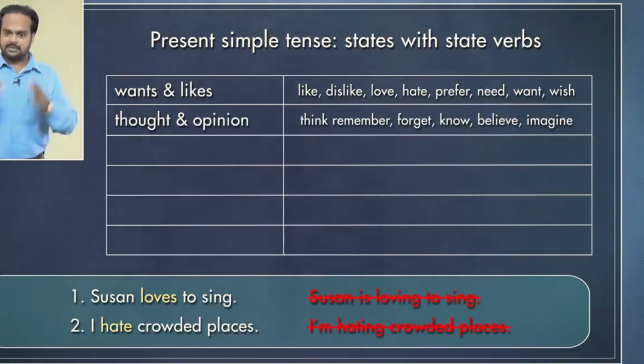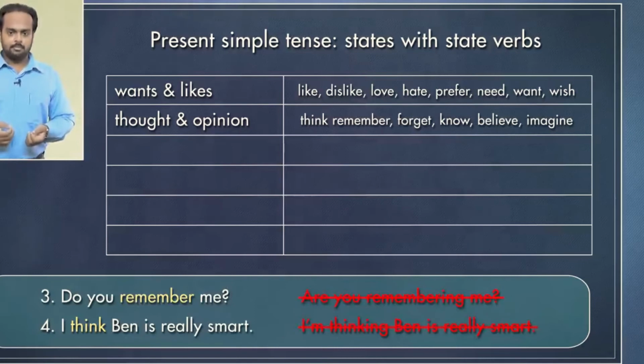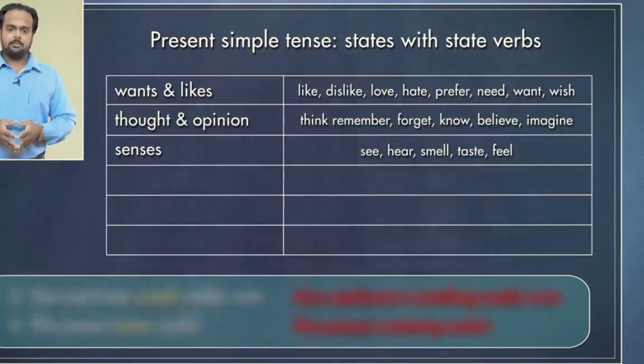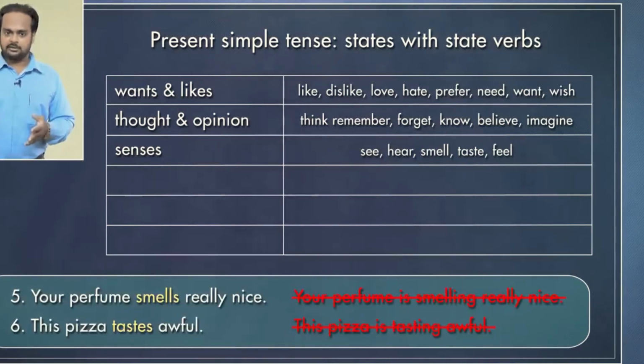You can think of these as mental verbs, verbs that express the state of the mind. For example, do you remember me? Or I think Ben is really smart. Similarly, we have verbs of the senses: see, hear, smell, taste, etc. For example, your perfume smells really nice, or this pizza tastes awful.